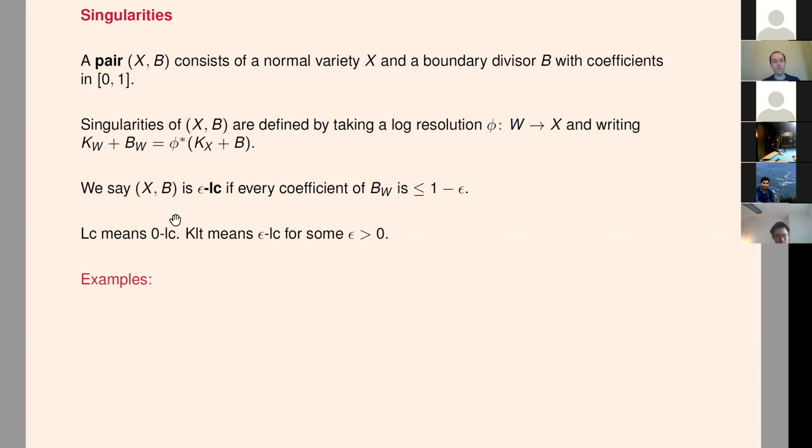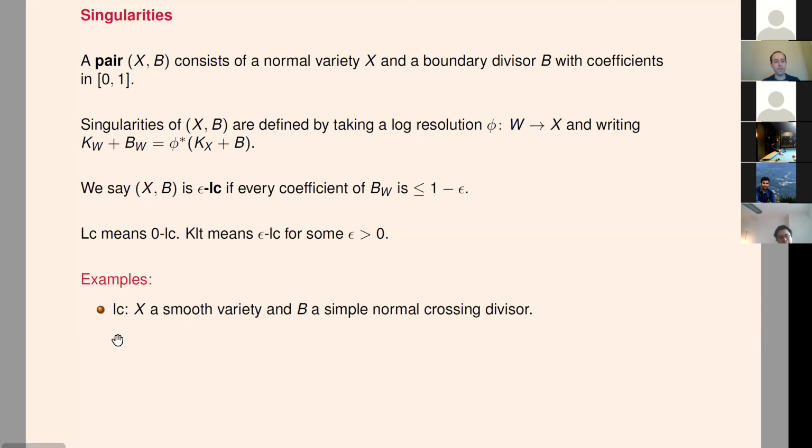Now, if epsilon is 0, then the singularities are also called log-canonical. If epsilon is positive, they are also called KLT, and there are other types of singularities like terminal, canonical, and so on. But let's just look at some examples. If we take X to be a smooth variety, B to have simple normal crossing singularities, you don't need to take any resolution because you have already resolved. There is no singularity basically to resolve. And in this case, we automatically have a log-canonical pair, or LC.